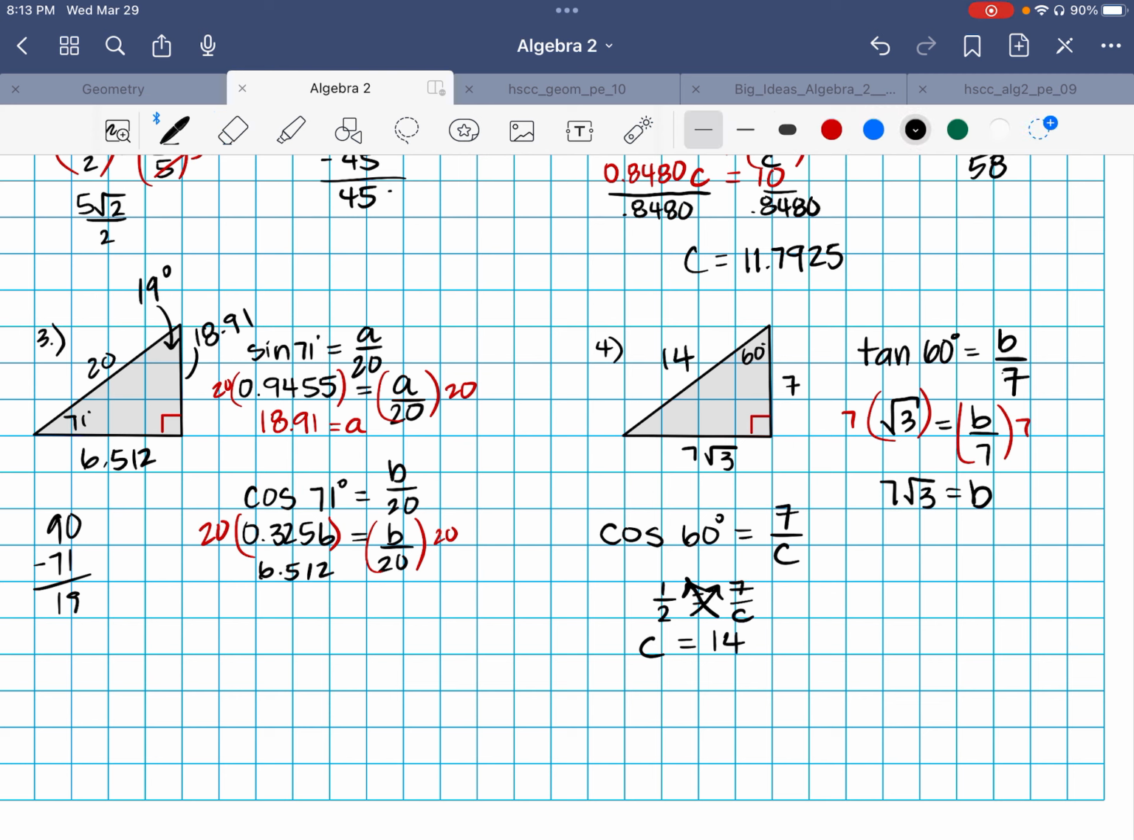And then I have to find the last angle, the angle that's right there. And since there's a 60 and a 90, I know it's going to be a 30, 60, 90.